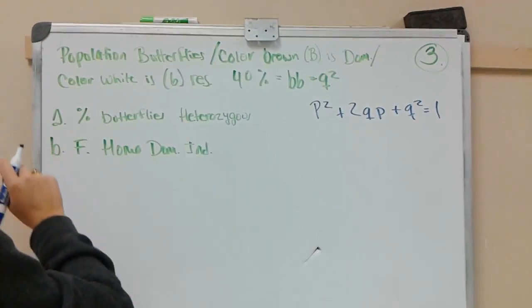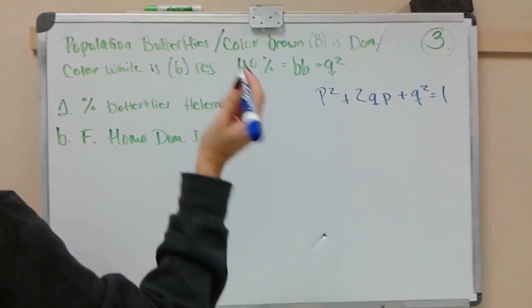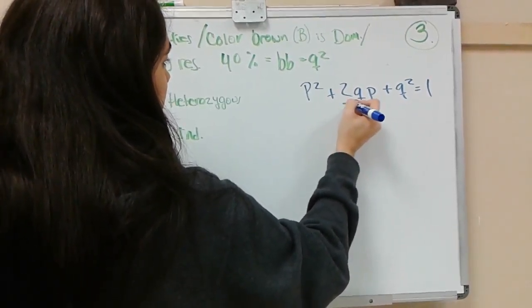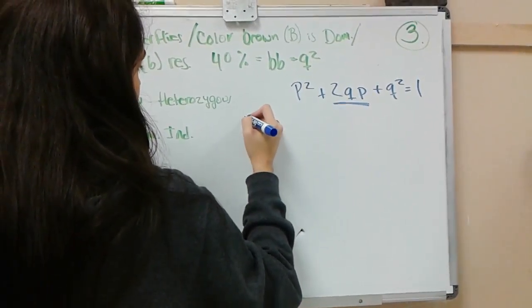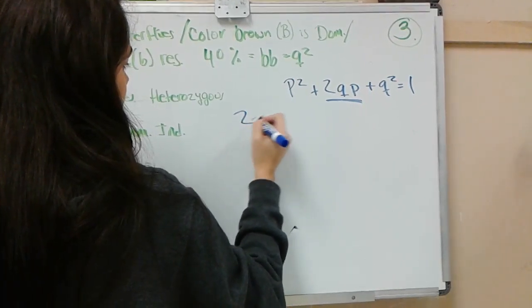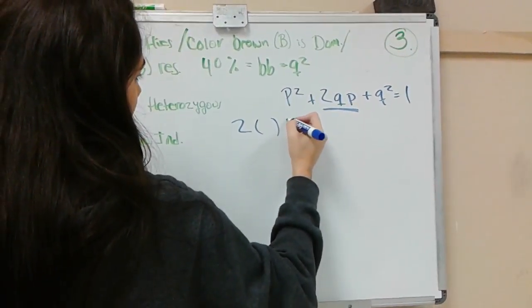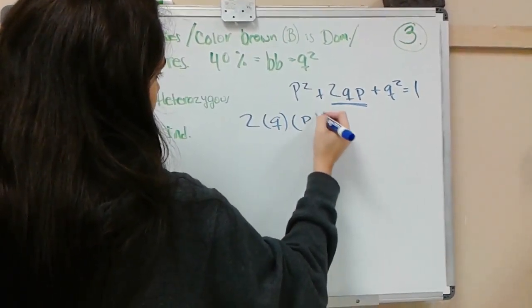So for A, we have to calculate the percent of butterflies that are heterozygous. When we're dealing with heterozygous, we're going to be using this portion of the equation. We're going to be multiplying 2 times Q, so we have to square Q, and times P, so we have to find P and Q.